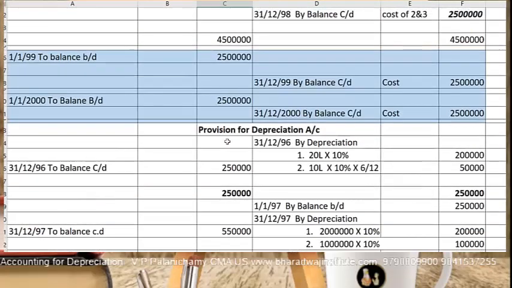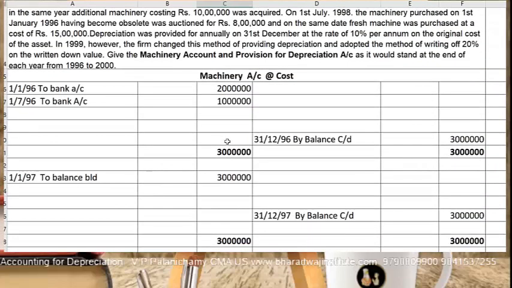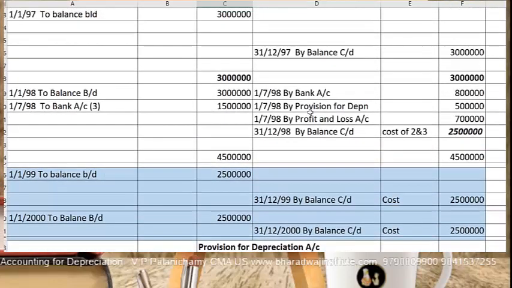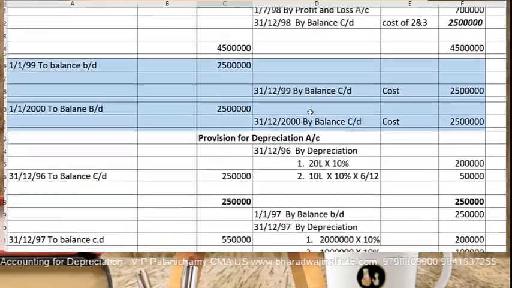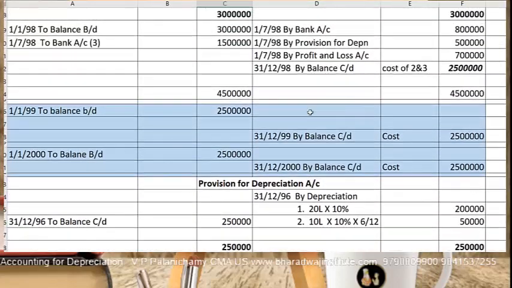Now I request you to copy the answer. For the same fifth question, okay. So the machine appears at cost price. Copy the machinery account. You can pause and copy. Wherever required, I request you to pause the video and copy it.